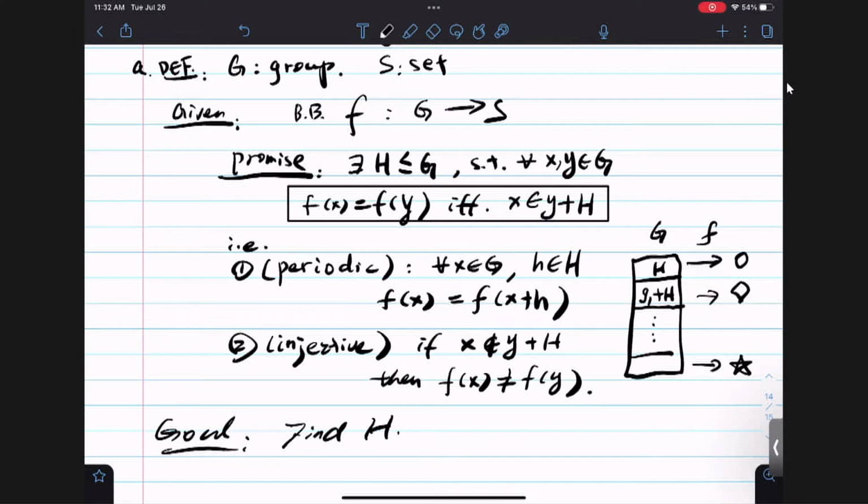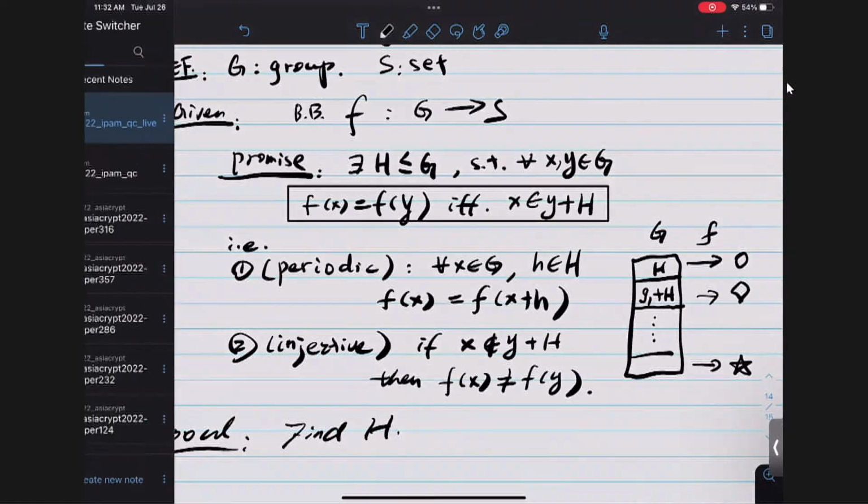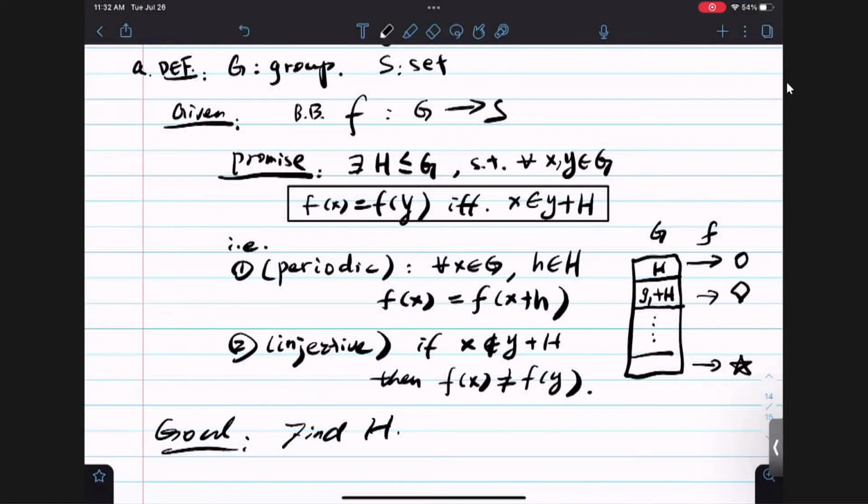So this is the general framework of the hidden subgroup problem. In this general form, it looks very abstract. But we will see that actually the examples we've shown can be fit into this framework. Okay. Before we get there, any questions about this general definition?